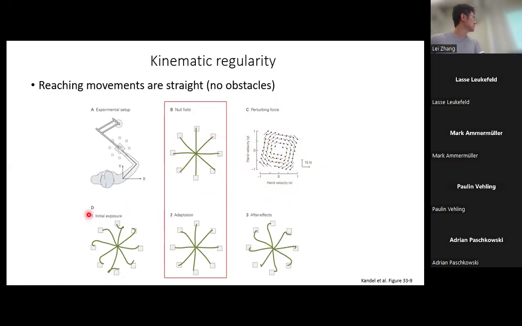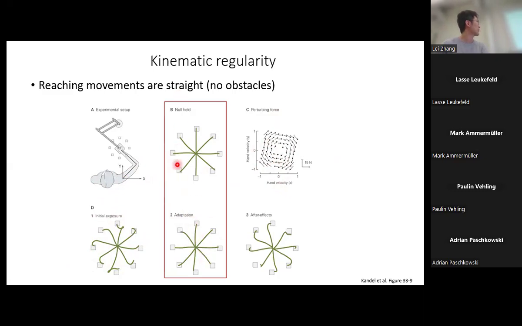So that's what we see initially when we expose the participant to this force field: they make curved trajectories. They cannot finish the task in one single movement. They always have some correction near the movement end. But eventually, when they keep practicing, we see after a certain time they are able to make straight movement. This is called adaptation.